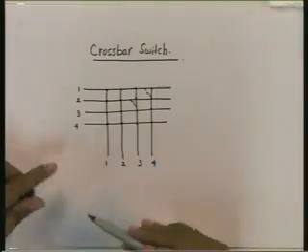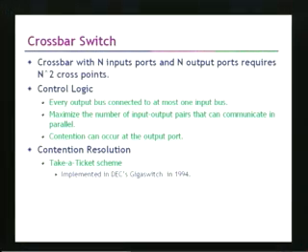Such a crossbar architecture is scalable, but the disadvantage compared to a shared memory architecture or a shared bus architecture is that it will require doubling the packet memory. You will have to have an additional packet memory for storing the packets. But of course the advantage is that this architecture is scalable. As we said, a crossbar switch with n input ports and n output ports requires n squared cross points.